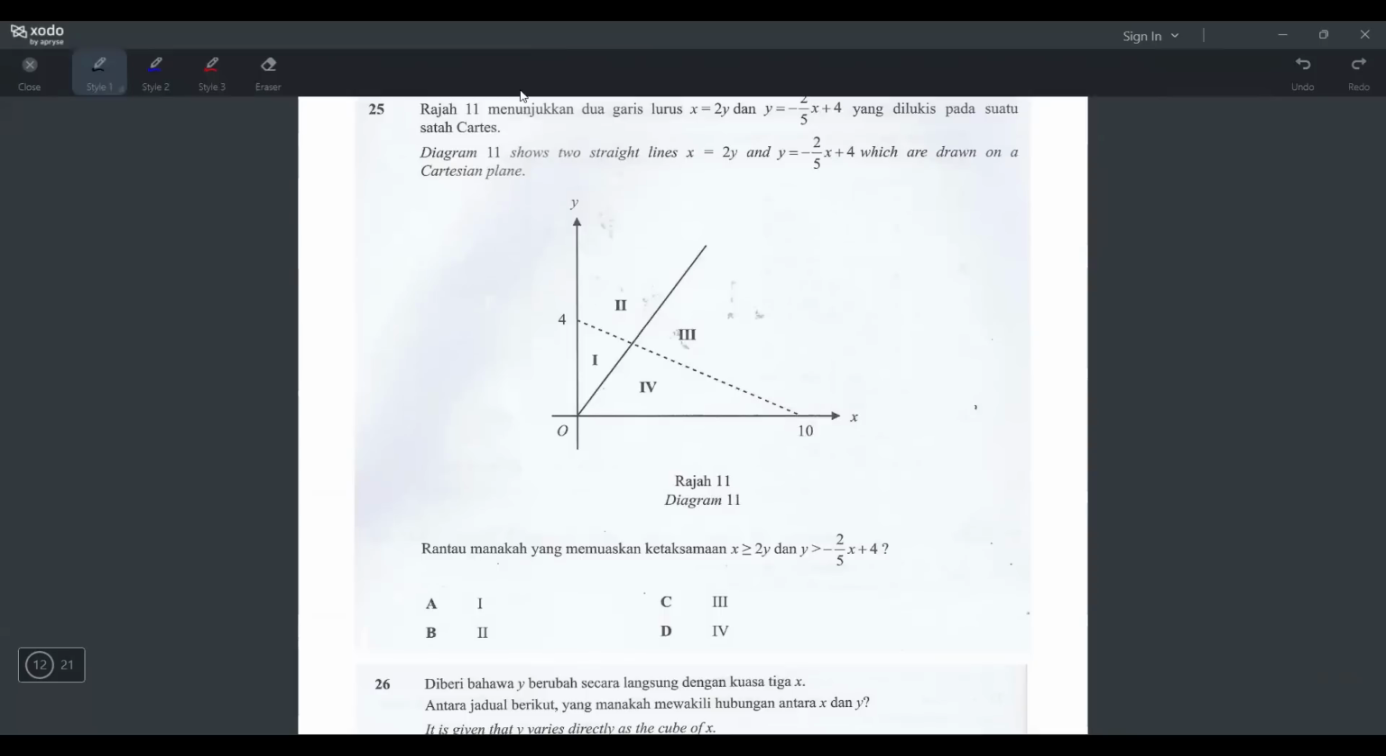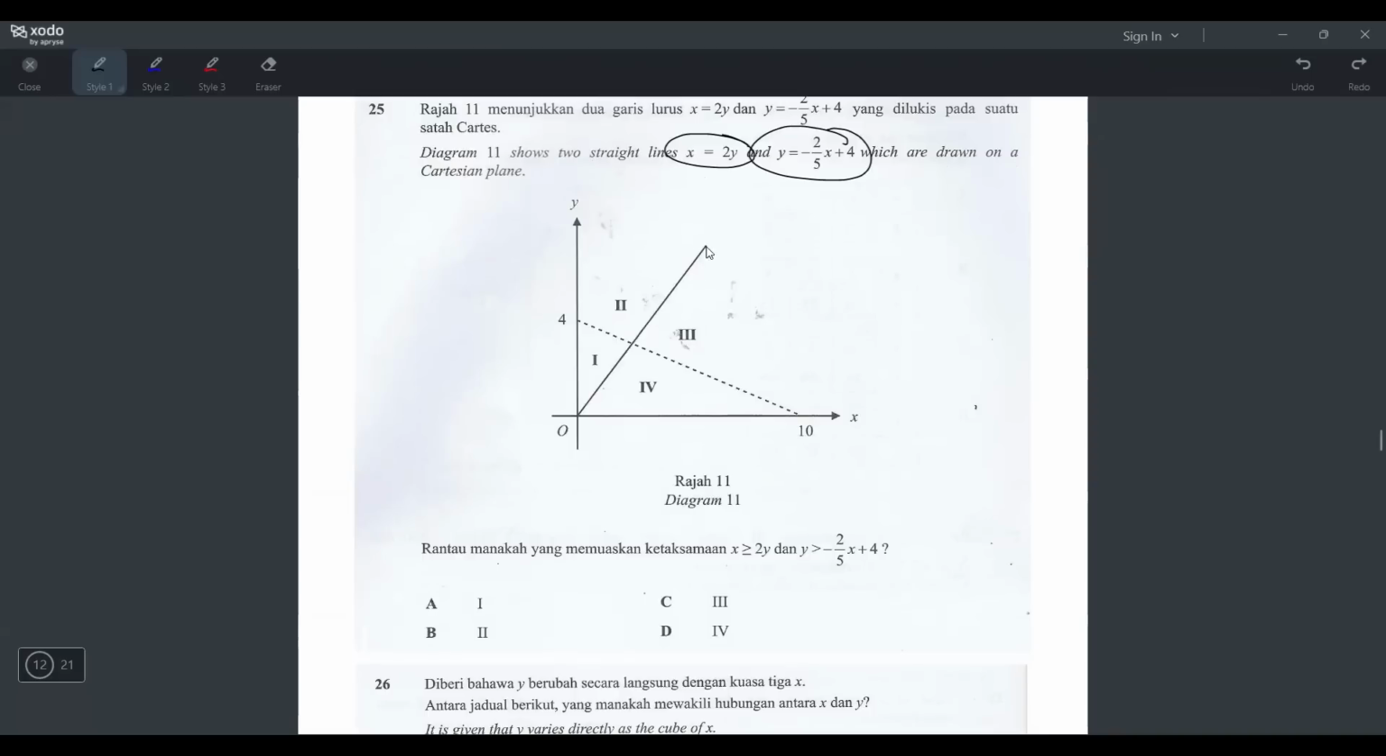Okay, let's continue. Number 25. Diagram 11 shows two straight lines, x equals 2y and y equals negative 2/5 x plus 4, which are drawn on a Cartesian plane. Let's check. Okay, memang betul ada dua line, but they never write which line is which equation, right?